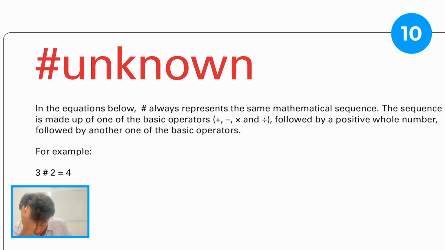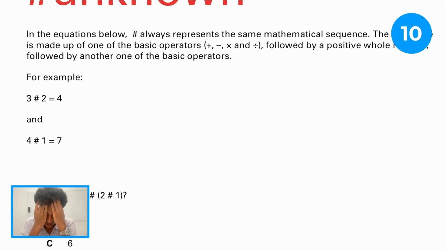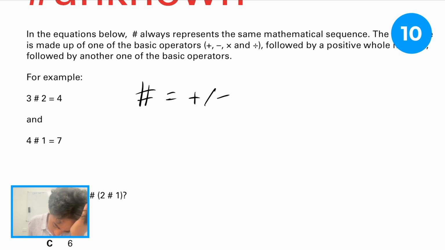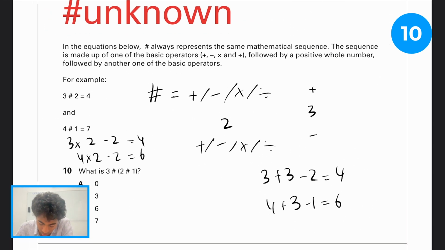In the equation below, hashtag always represents the same mathematical sequence. This mathematical sequence is made up of one of the basic operators, followed by a positive whole number, followed by another basic operator. For example, 3 hashtag 2 equals 4, and 4 hashtag 1 equals 7. So they're basically saying hashtag equals plus or minus or times or divide a positive whole number, for example, maybe 2, and then followed by another basic operator.